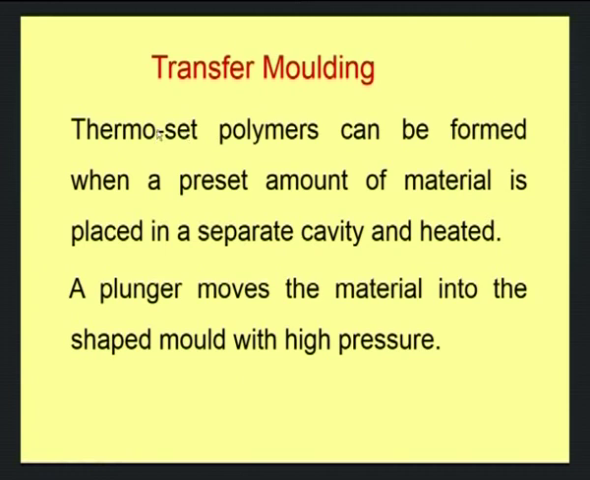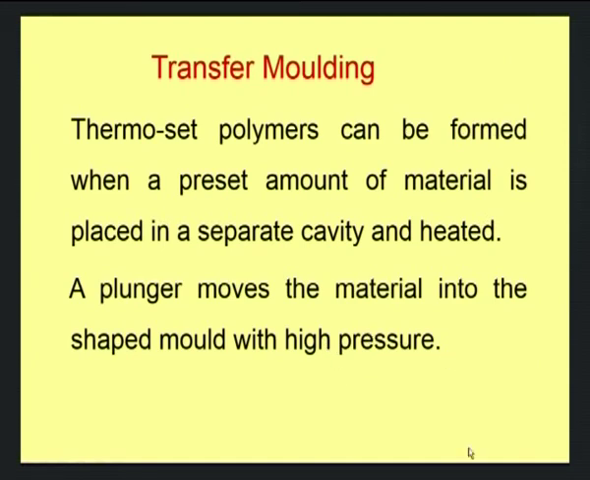Transfer molding actually combines the principle of compression as well as transfer. Here also thermosetting polymers are used. Thermoset polymers can be formed when a preset amount of material is placed in a separate cavity and heated. Like in compression molding, the amount of material that has to be kept in the mold cavity has to be calculated, which is a preset amount. Now, a plunger moves the material into the shaped mold with high pressure.